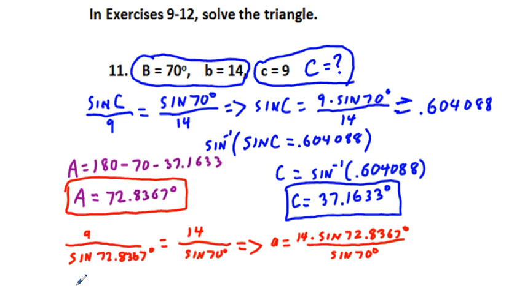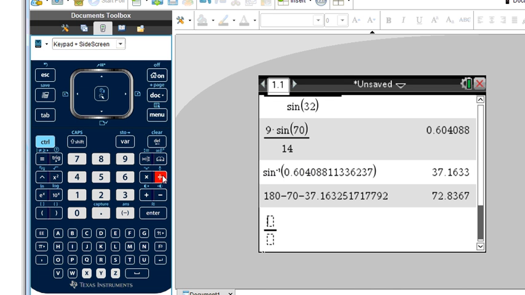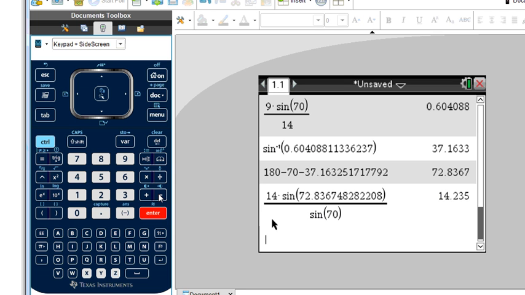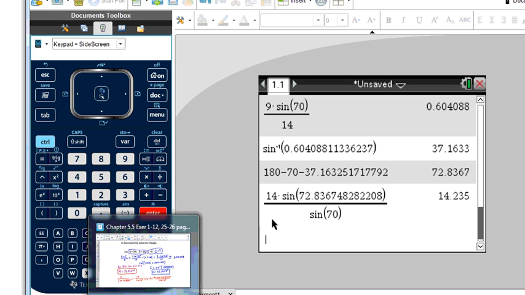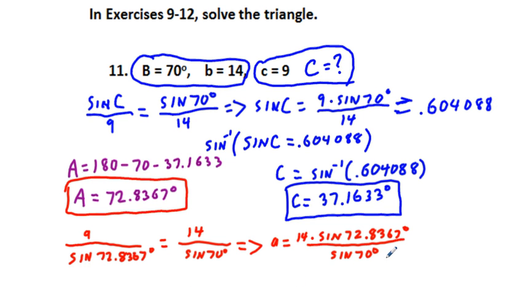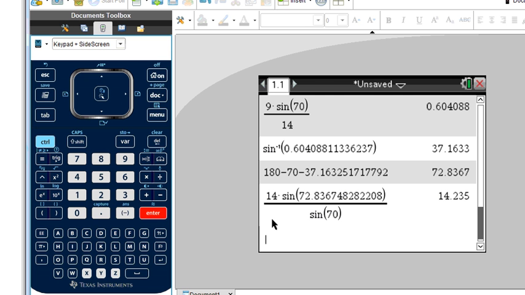So working that out, we have 14 times the sine of this angle. Well, that was the last number calculated, right? So we can just put control A and S. That would be over the sine of 70 degrees. Here we have that. We have 14.235. That's going to be our side A. Right, 14.235.